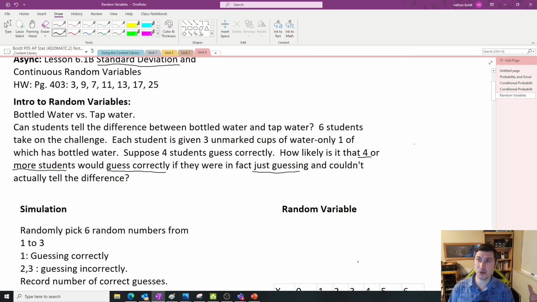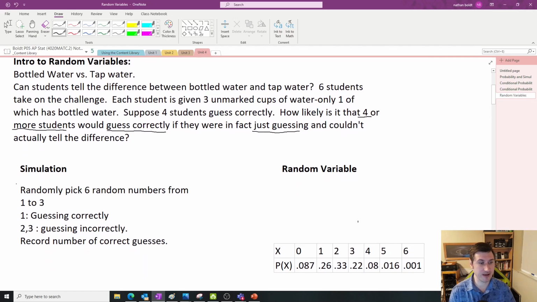So this is a scenario where we normally do a simulation. All right, so here is my description of how to do a simulation. First, randomly pick 6 random numbers from 1 to 3. Then we would label a 1 as representing a guess that is correct, and a 2 through 3 would be guessing incorrectly. So each time they would technically have a 1/3 chance of getting the correct answer. Because they have 3 cups, only 1 cup has actual bottled water in it.